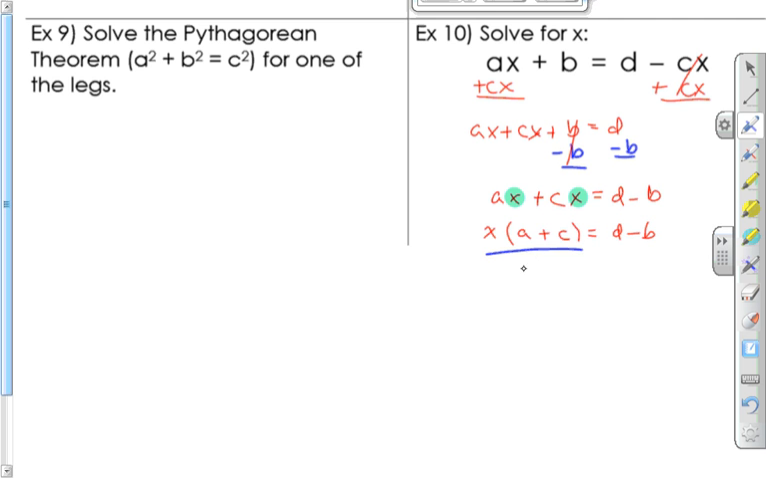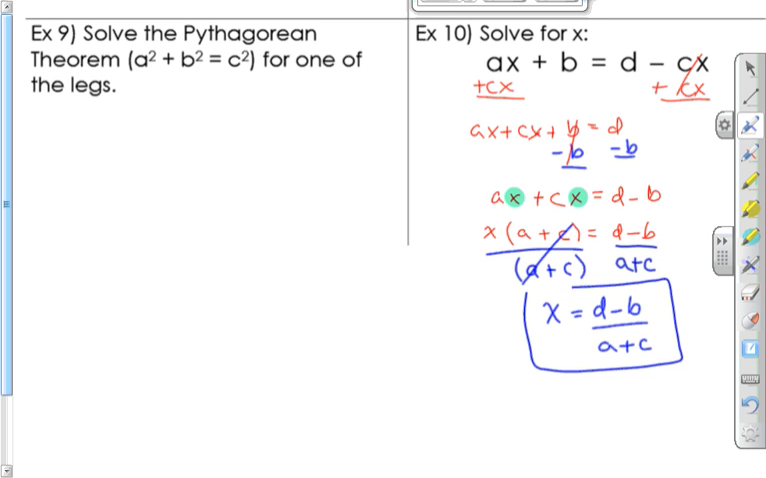Now we can go ahead and divide both sides by the quantity a plus c to solve for x. So x would be equal to d minus b over a plus c. There's number 10, solve for x.